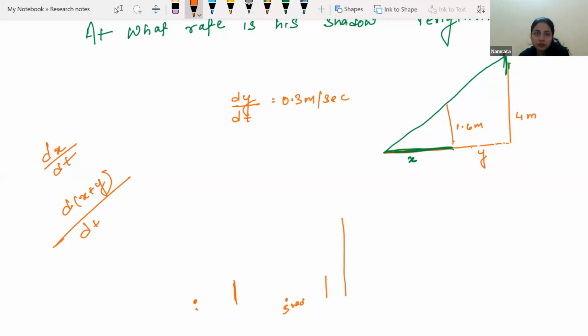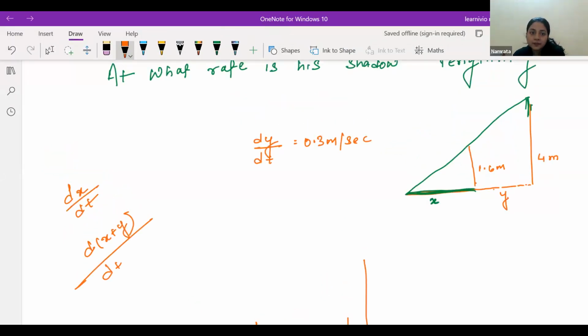Will be the first one. For the first case, what we need to find? Is it dx over dt or dx plus y over dt? Anyone from here? Can you hear me? Yeah. What we have to find here? Dx by dt. Yes, everyone agreeing with him. We have to find dx over dt for the first case.